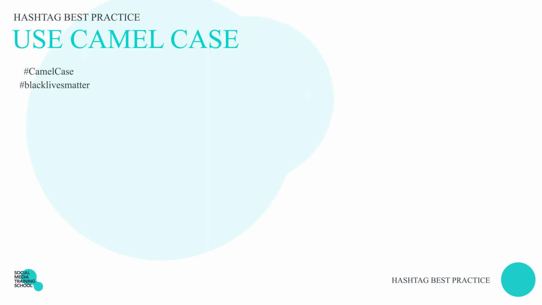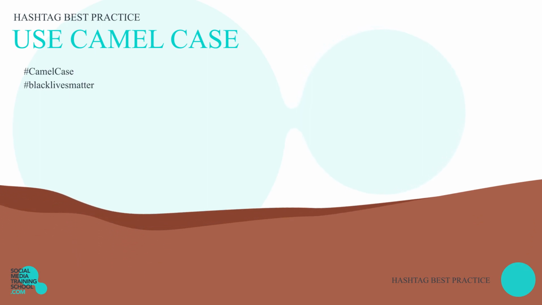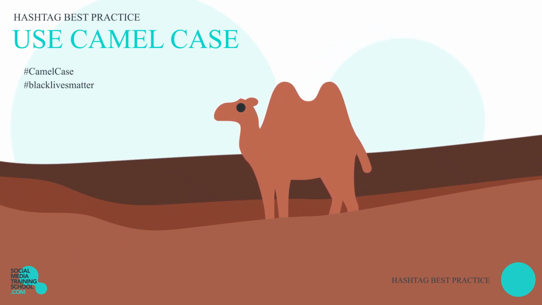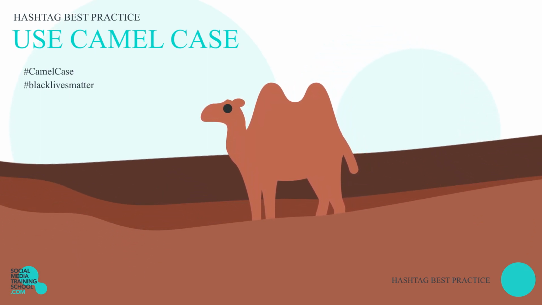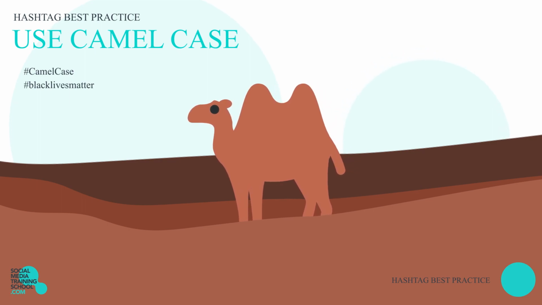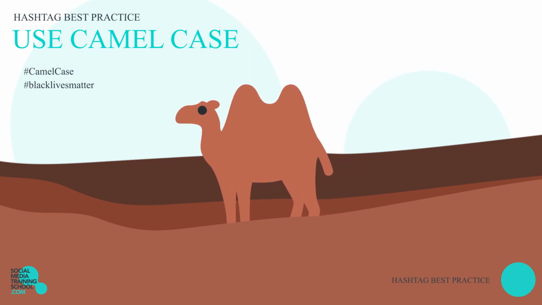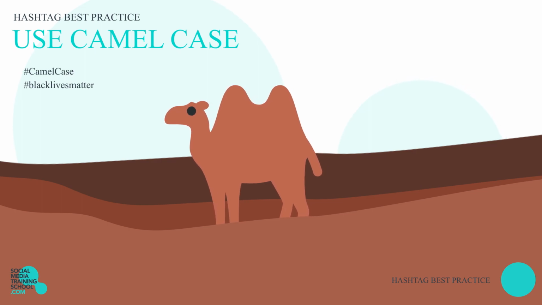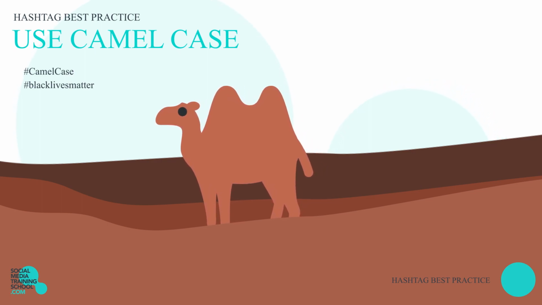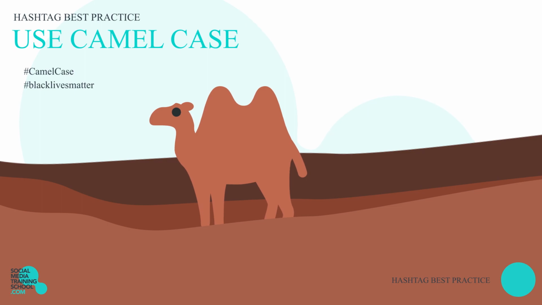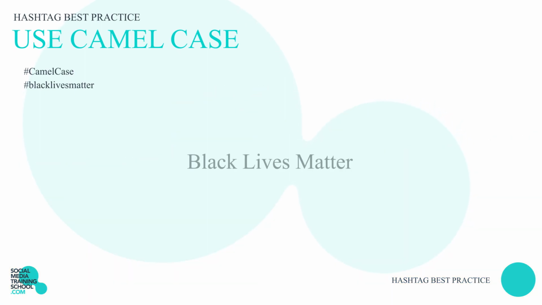If you've ever checked out Social Media Training School's social media, you might have noticed that we capitalise the first letter of each word in our hashtags. This is what is called camel case, because it looks like the humps of a camel. Camel case is important because it helps you understand where new words begin. This is important for humans, but also for screen readers, which are used by those with visual impairments and literally read out words. Let's talk through an example of why this is important.